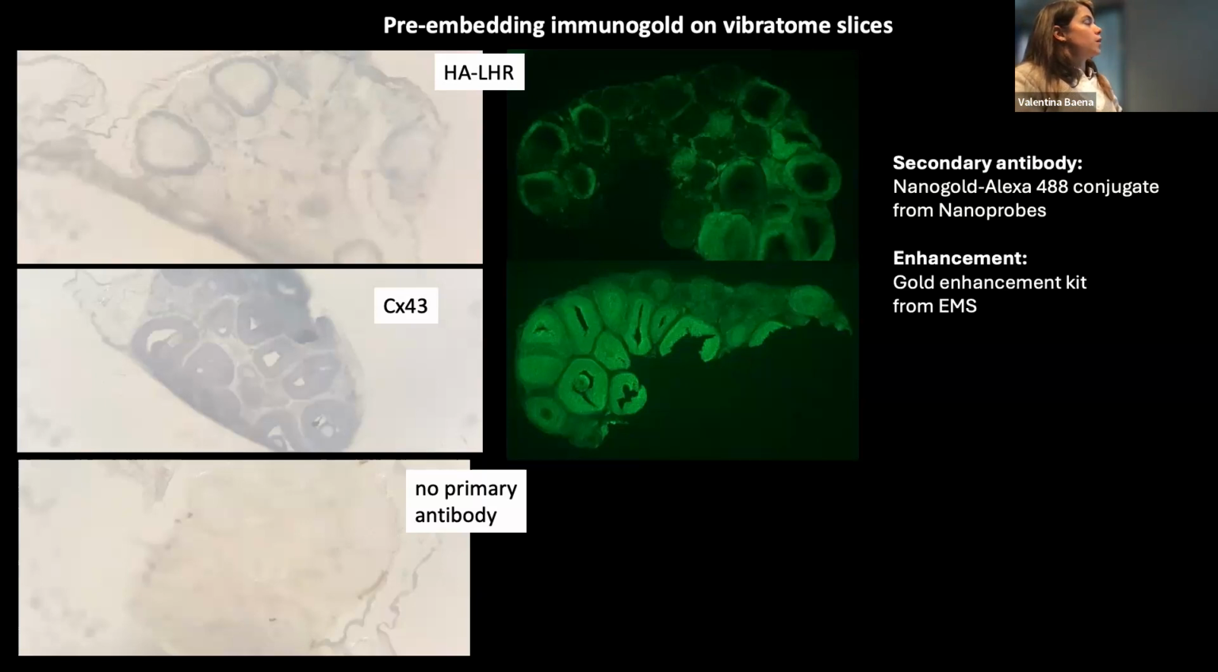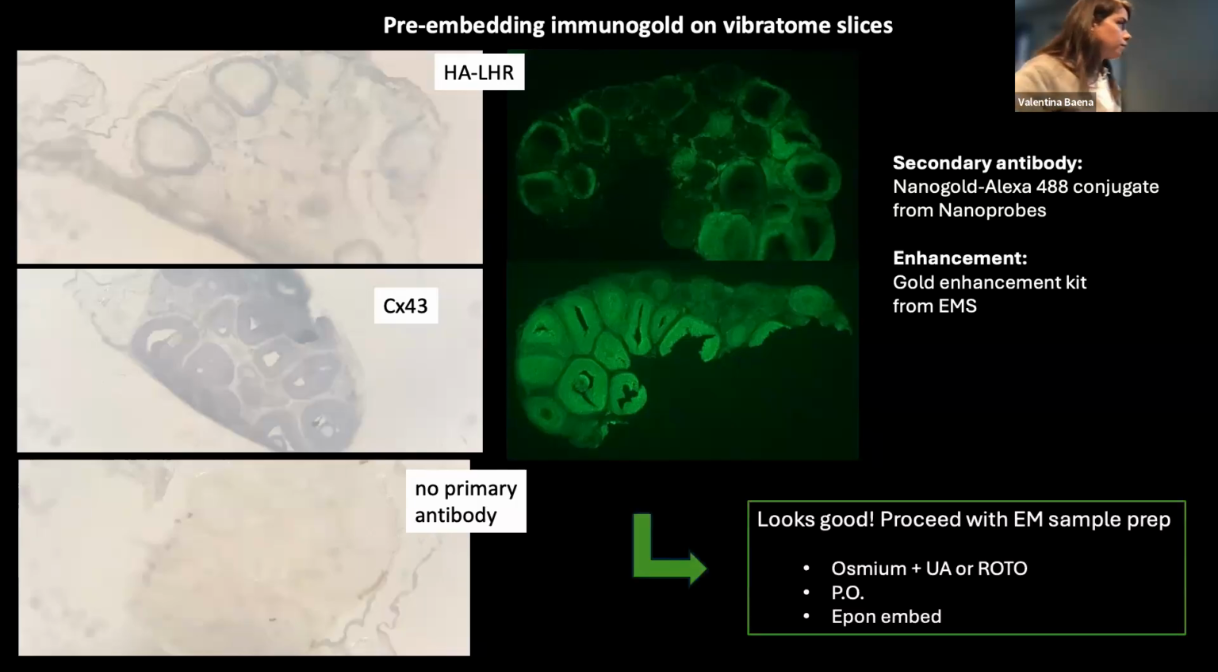Connexin 43, I like using this as a positive control. This is the primary protein forming those gap junctions that I told you about. The gap junctions are connecting all of these cells to each other, so it serves as a very nice positive control. And then no primary antibody as a negative control.